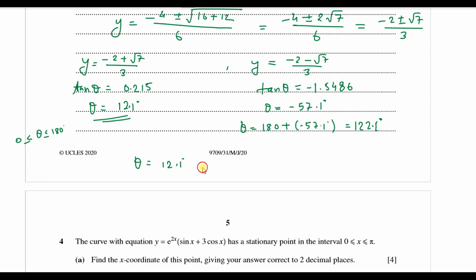So the solutions for this equation are 12.1 degrees and, it's not 1, it is 9, so 122.9 degrees. So these are the two solutions.